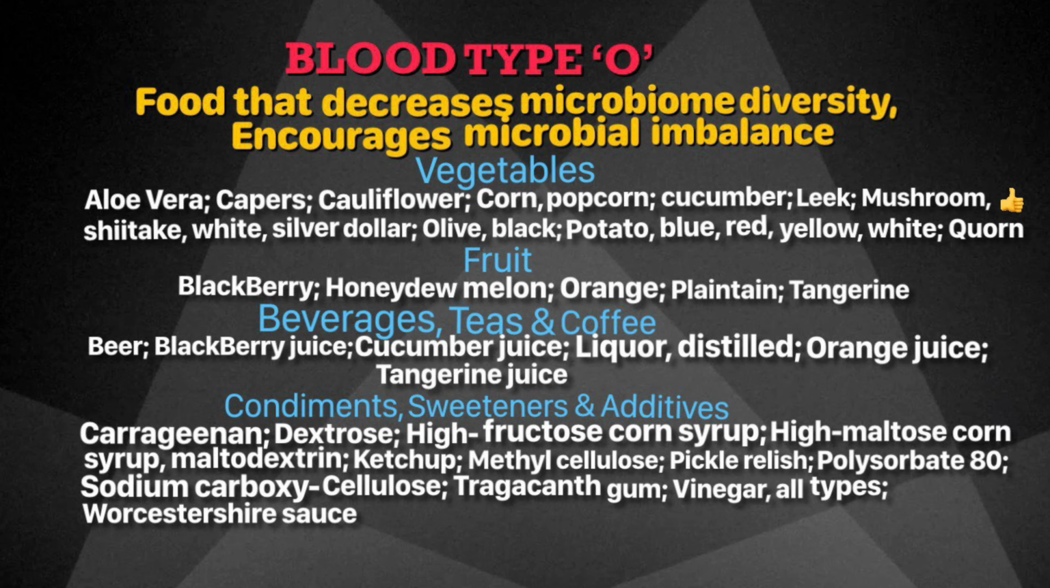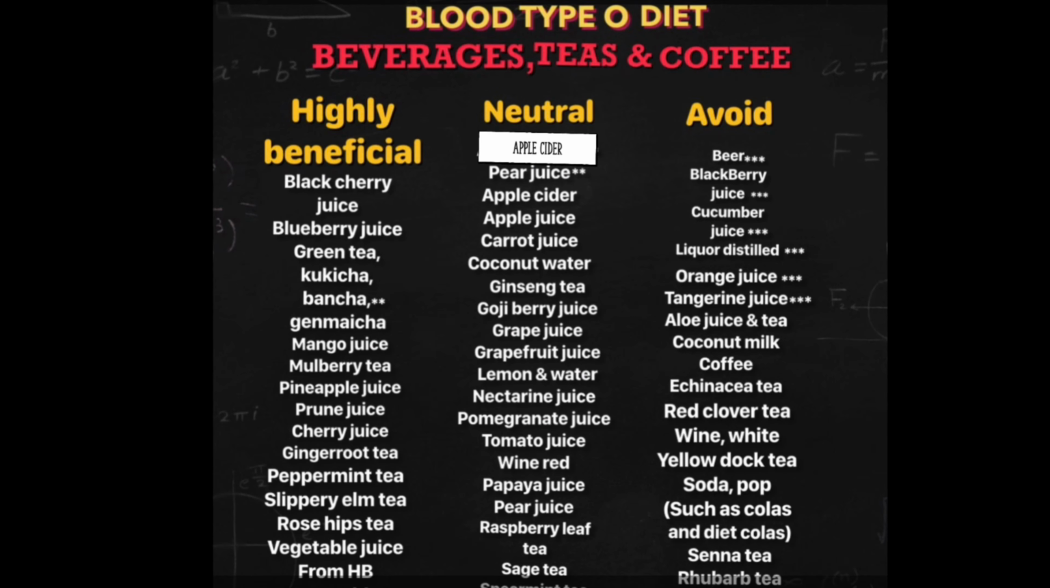Fruits that decrease microbiome diversity and encourage microbial imbalance are blackberry, honeydew melon, orange, plantain, and tangerine. You need to avoid these fruits. Vegetable juices are a better choice than fruit juices because of the high nutrient content.